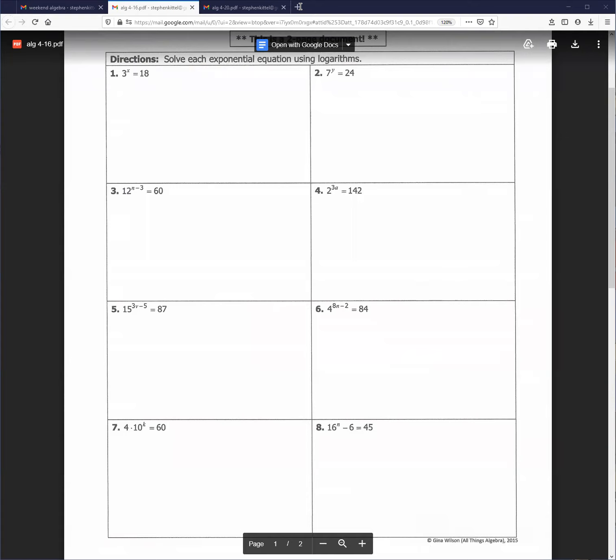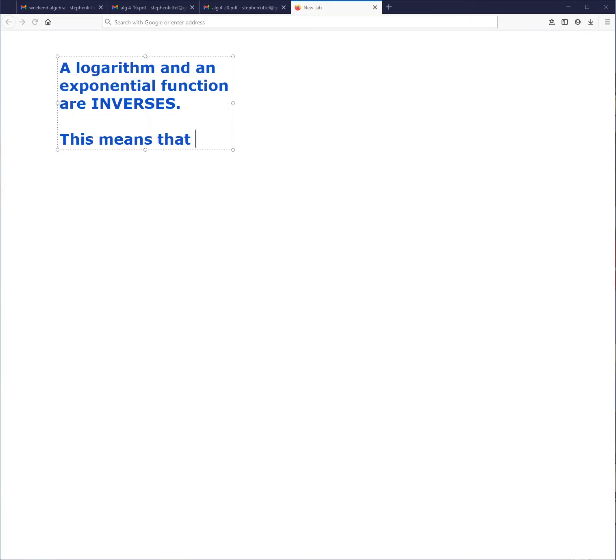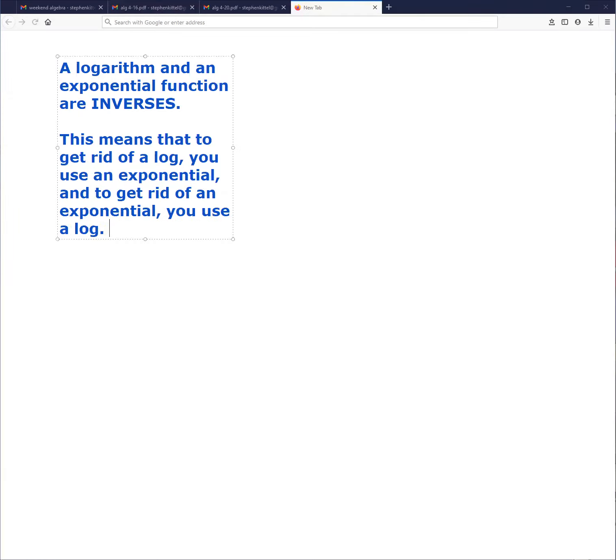The thing that we need to remember about all of these is that a logarithm and an exponential function are inverses. And if you remember this, that basically does most of the solving for you. Remember, of course, that this means that to get rid of a logarithm, you use an exponential, and to get rid of an exponential, you use a log. In both cases, you use the same base.